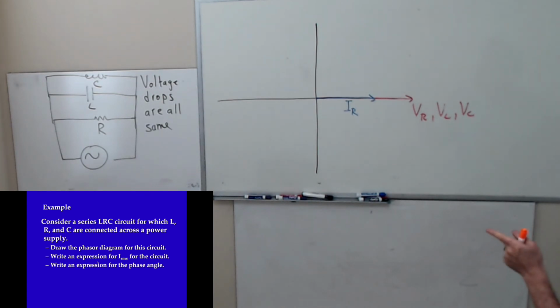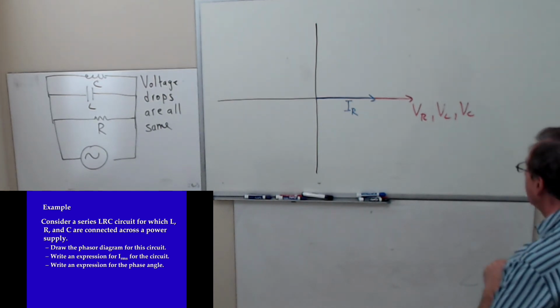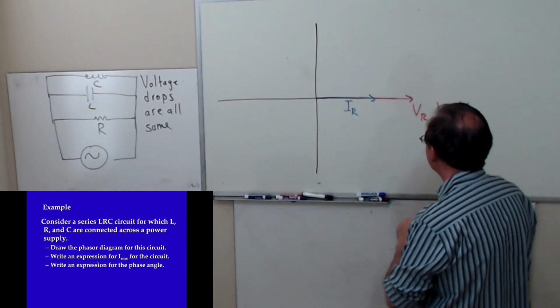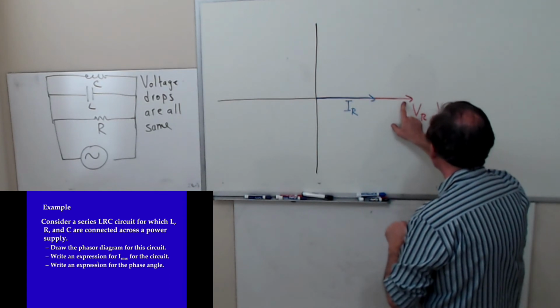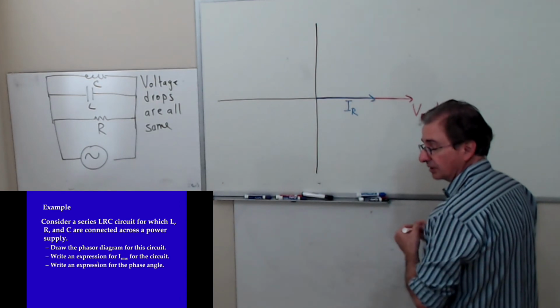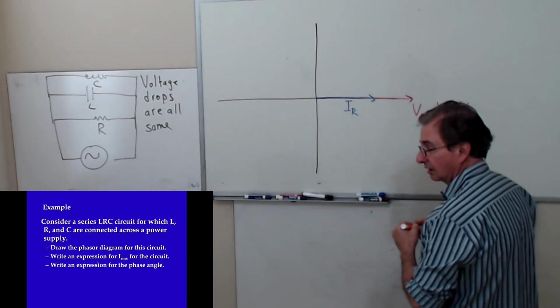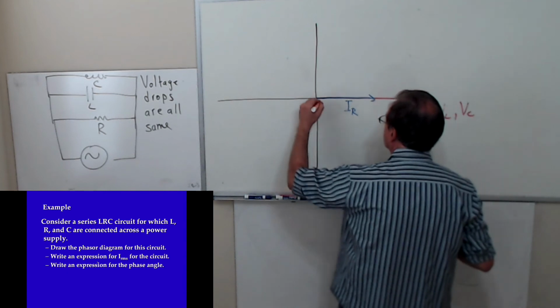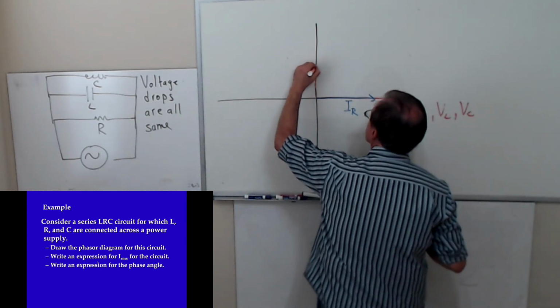Well, the current, go ahead. Is it behind by like 90 degrees? Behind which one? Capacitor. I mean, doesn't the current lead the voltage in a capacitor? Oh, that's true, yeah. So it leads it by 90 degrees.